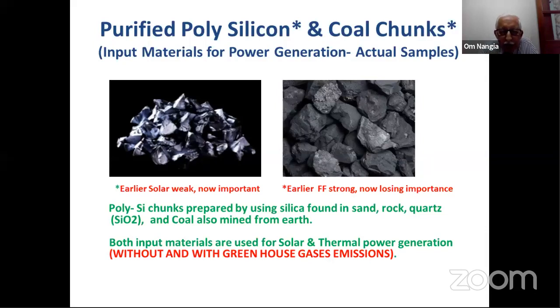ingots. I have shown you two pictures. One is the polysilicon, which is a very important material, and now it is becoming very sought after. Whereas the other material for power generation is coal. These are the coal chunks.